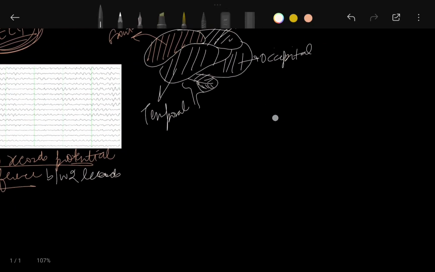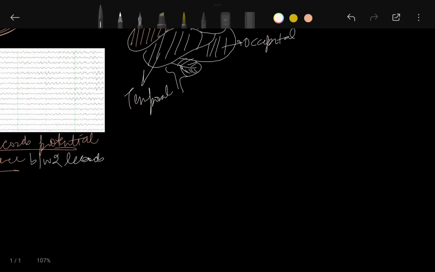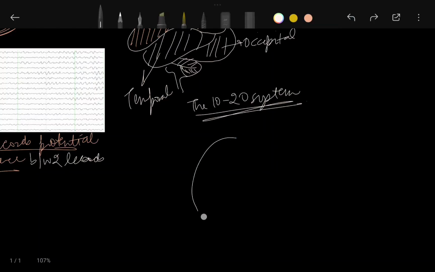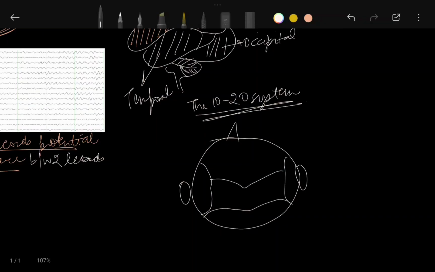Now, what happens when EEG leads are placed? The EEG leads are placed according to the 10-20 system. Now, what is the 10-20 system? For example, this is the normal person's head from the upper view. This is the nose. These are the ears. The head is divided into the temporal side, the occipital, and the parietal bones.